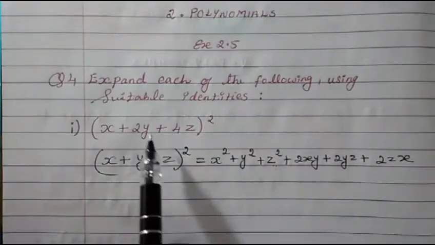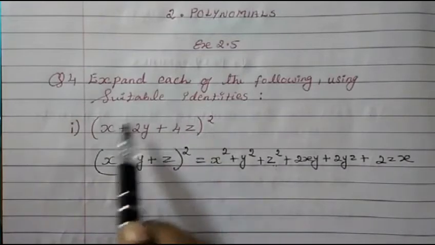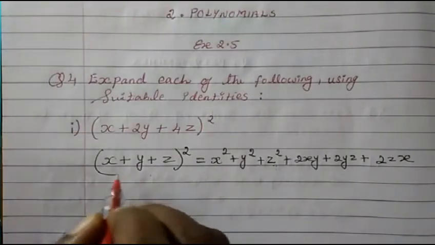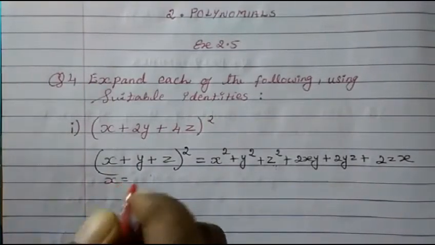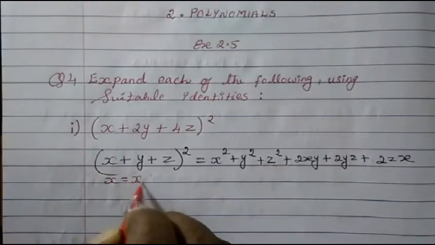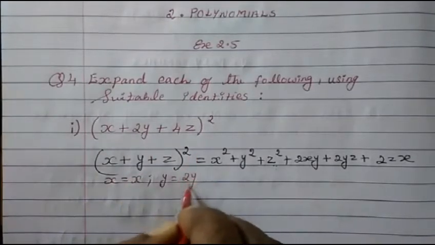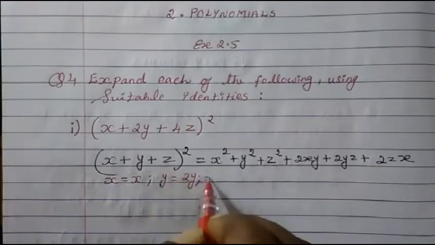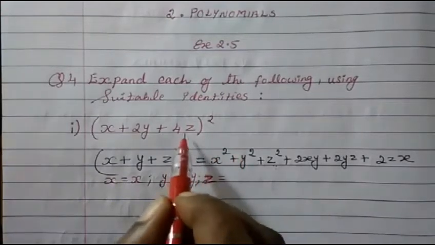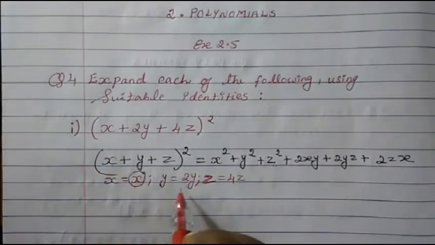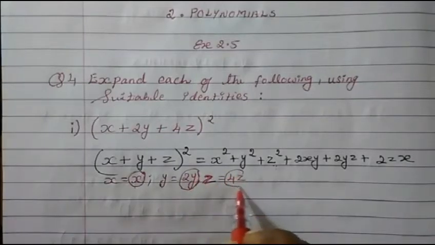So now, this question is in this form. We have to write this question in expanded form this way and solve the sum. Before that, better always write down the values. The value of x is x. Then the value of y is given to us as 2y. And the value of z is 4z. So you have to remember: x is x, y is 2y, z is 4z.